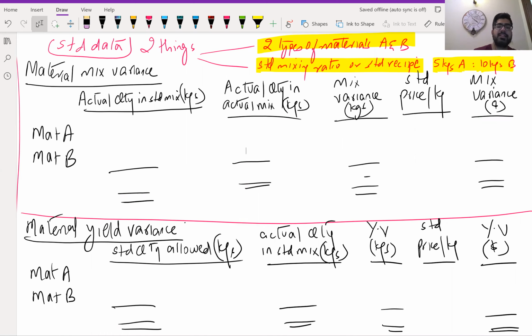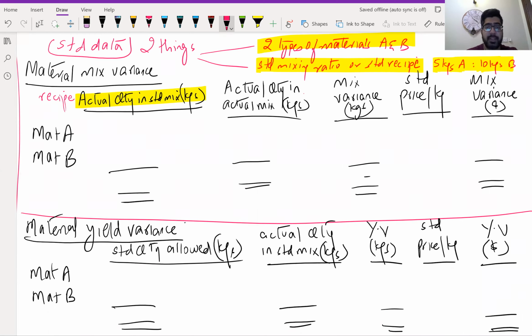Okay. Now let's start inputting the data. It's very easy, trust me. Now, when you start material mix variance, the format is there. Actual quantity in standard mix. Actual quantity in standard mix means, what is the recipe stating? Actual quantity in actual mix. What you have done, mix variance kgs, price per kg currency.